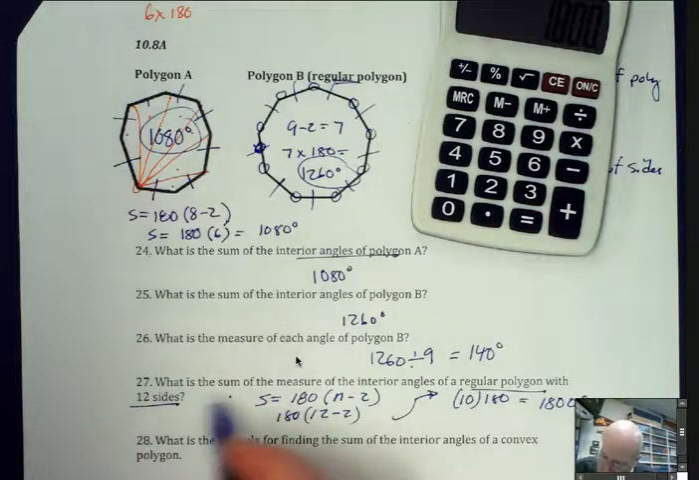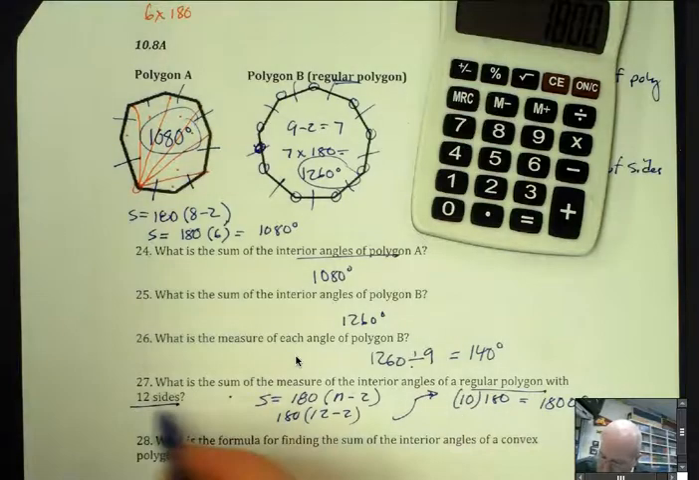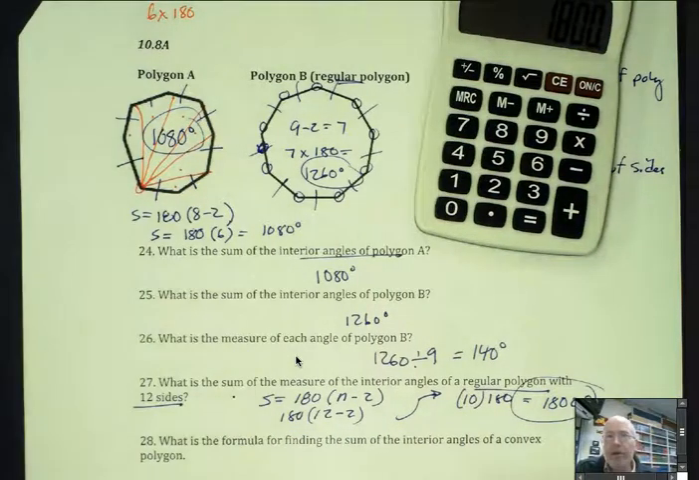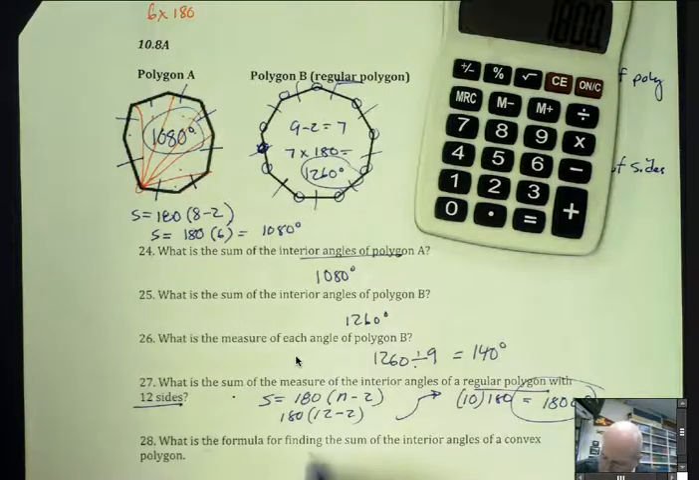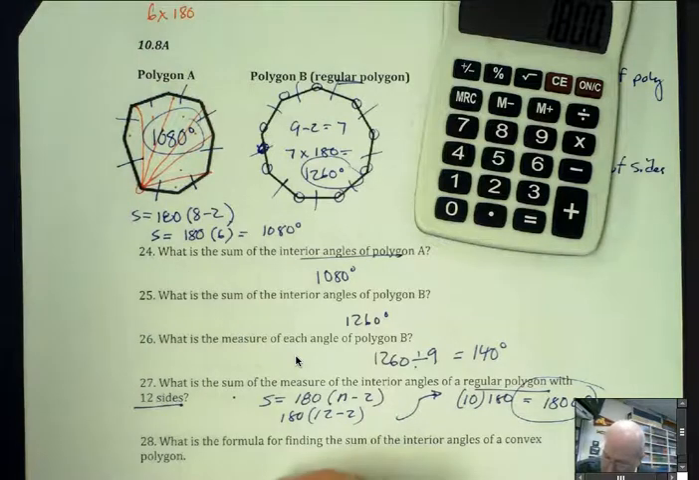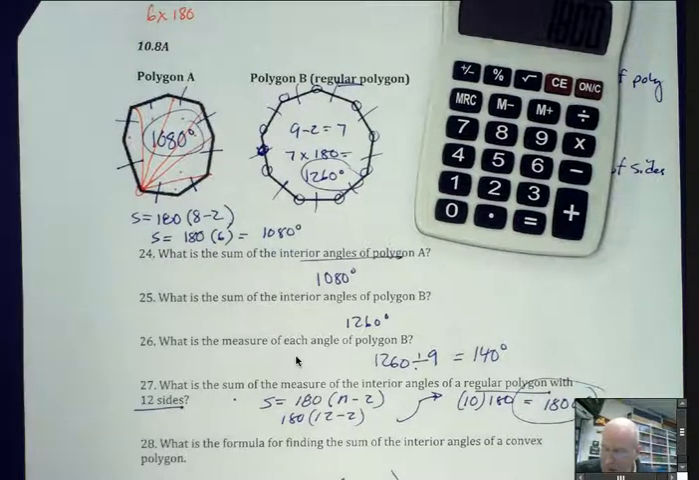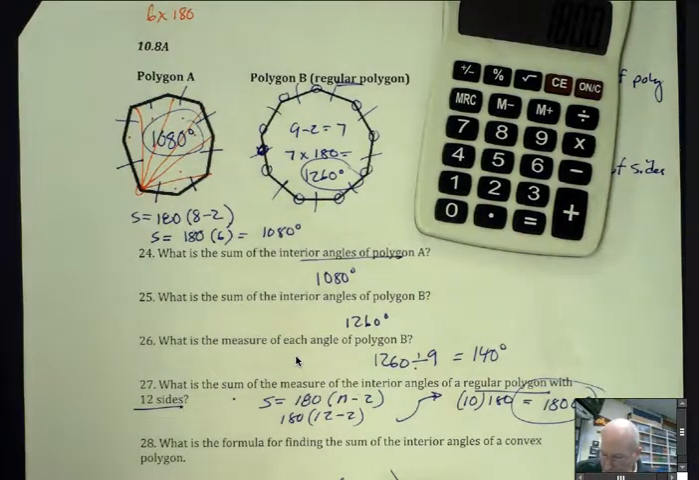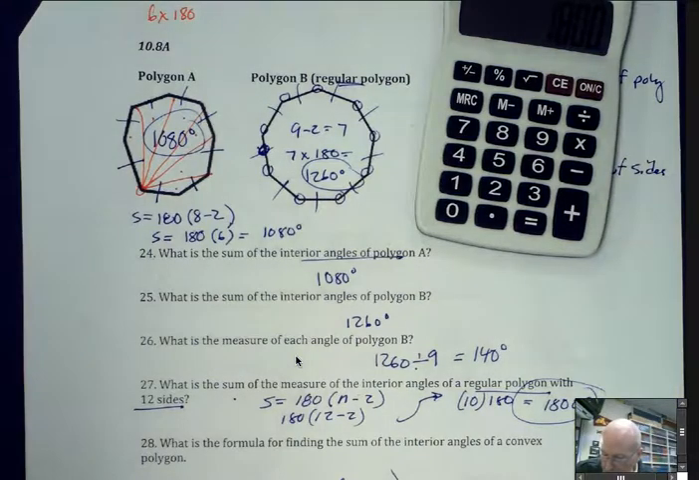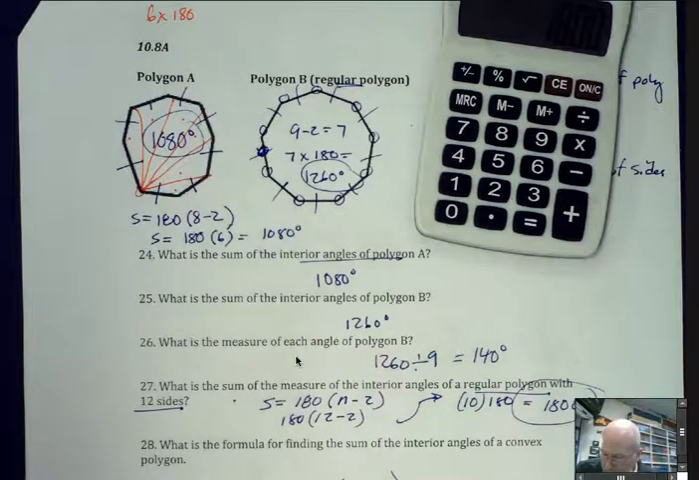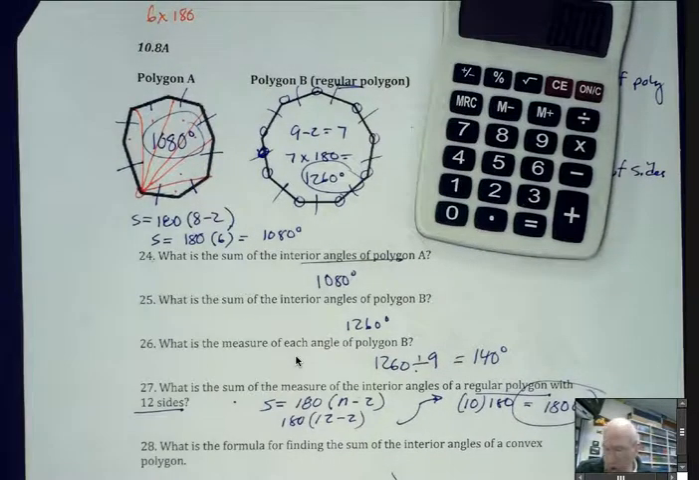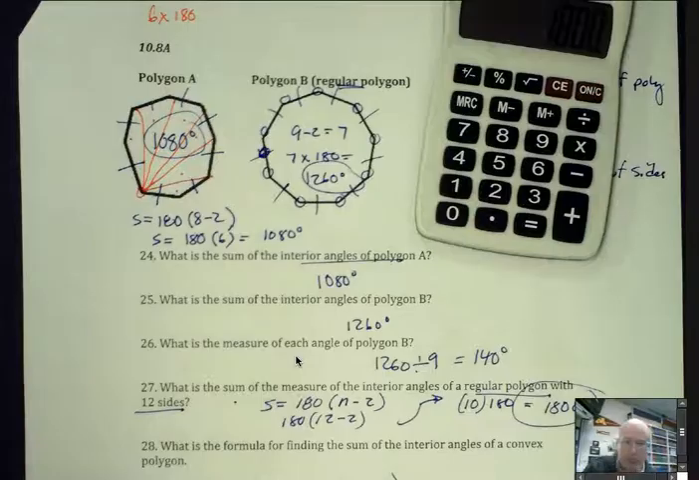Sorry. What is the sum of the measure of the interior angles of a regular polygon with 12 sides? The sum is 1800 degrees. All right, what is the formula for finding the sum of the interior angles of a simple convex polygon? I'm going to write it again. The sum is equal to 180 times the number of sides minus 2. Okay? Simplest way to do it, think about a triangle. There's 3 sides in a triangle, minus 2, 180 times 1 equals 180. All right?